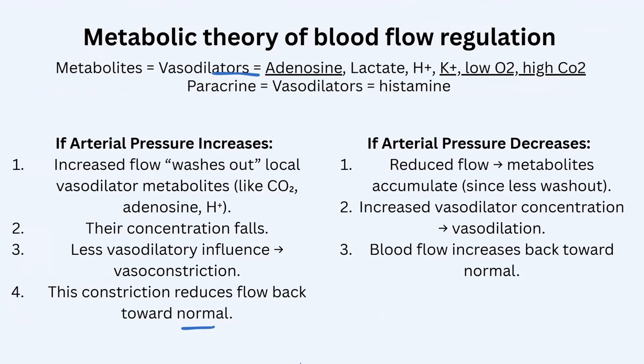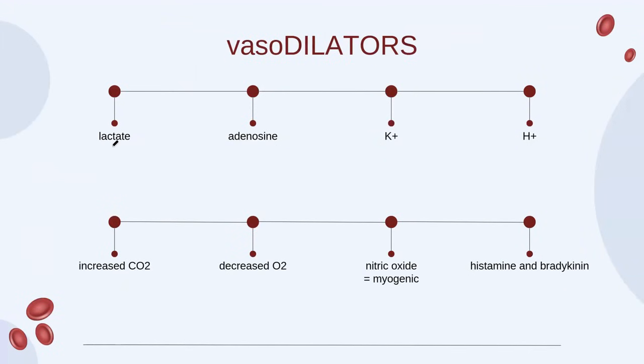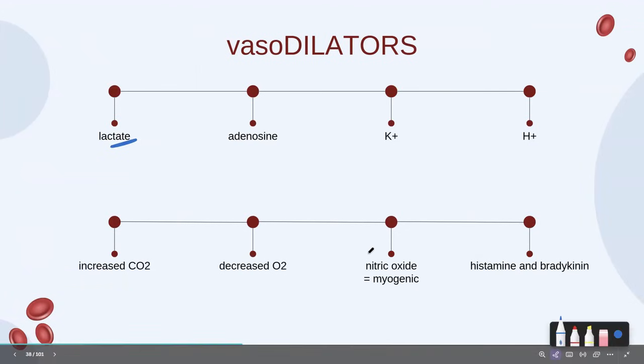So as they're causing the expansion, of course, more blood is going to come in. So if arterial pressure decreases, you have reduced flow and metabolites are going to accumulate. However, it's going to get to a point where all of these vasodilators are going to cause vasodilation. And vasodilation means more blood is going to come in eventually. So this is autoregulation, okay? So you have lactate, adenosine, potassium, hydrogen, increased CO2, decreased O2, nitric oxide, histamine, bradykinin.